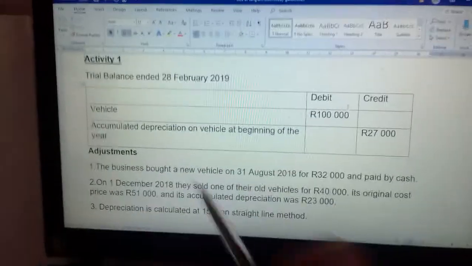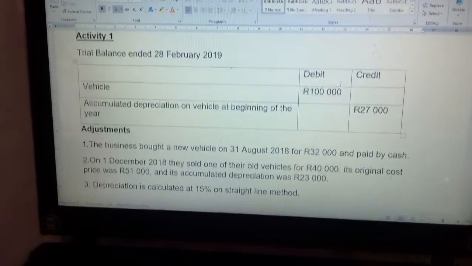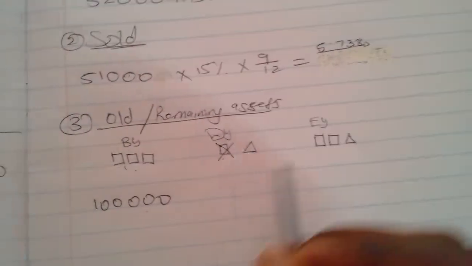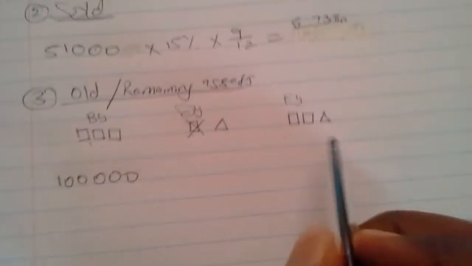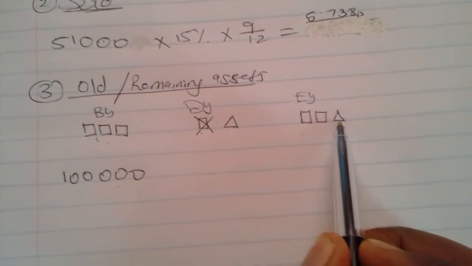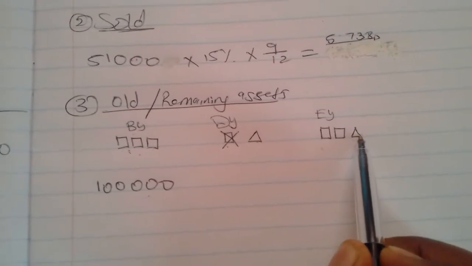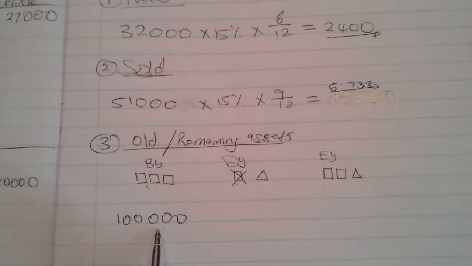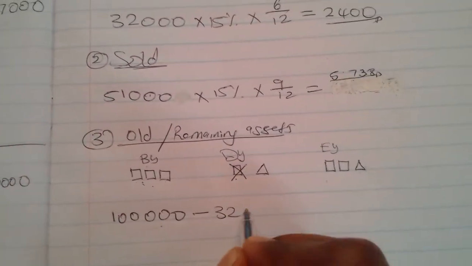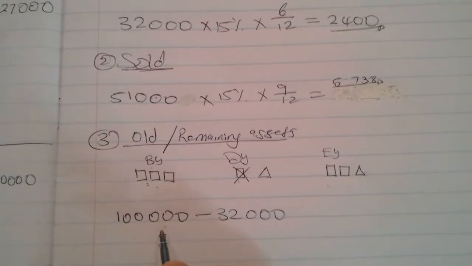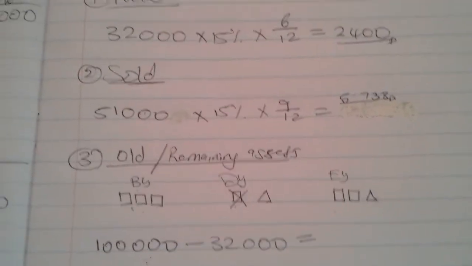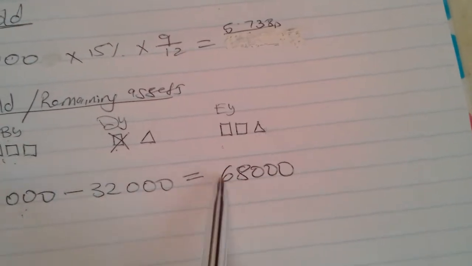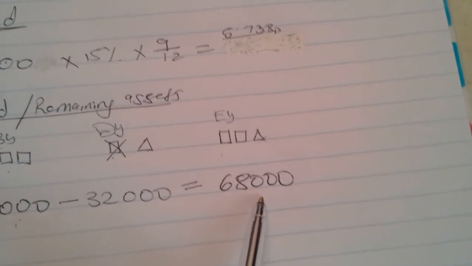Because you have been given a trial balance at the end of the year. So please note this. Now inside this 100,000 there's the cost of the new asset, which is 32,000. It has been included inside this cost. It means you have to subtract 32,000 from this cost. So your new balance, the balance of the vehicles which have been inside the business for 12 months, is 68,000.